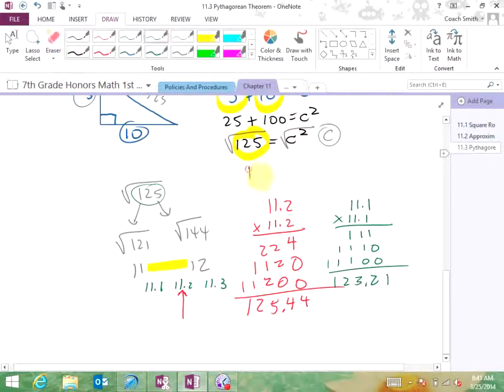Now, what you'll see in your book a lot is this. Okay? Instead of just a straight equal sign, you'll see the little squiggly approximately-equal sign. Okay? And what that means is approximate. What this means right here is approximate.